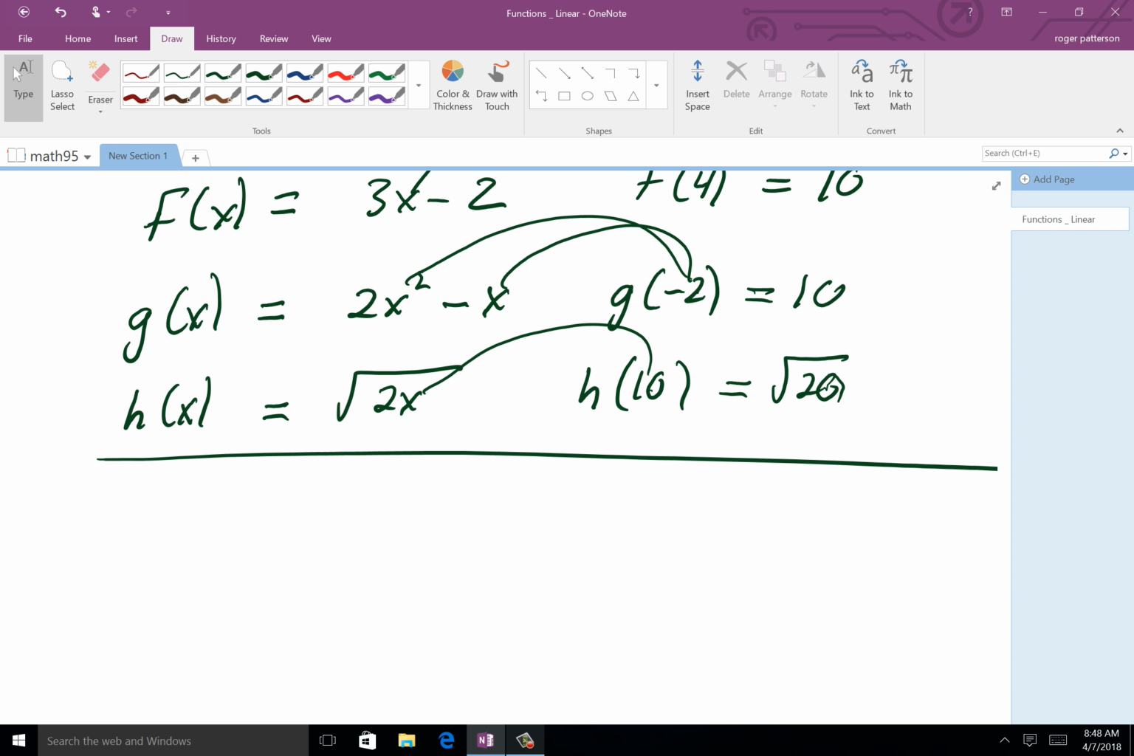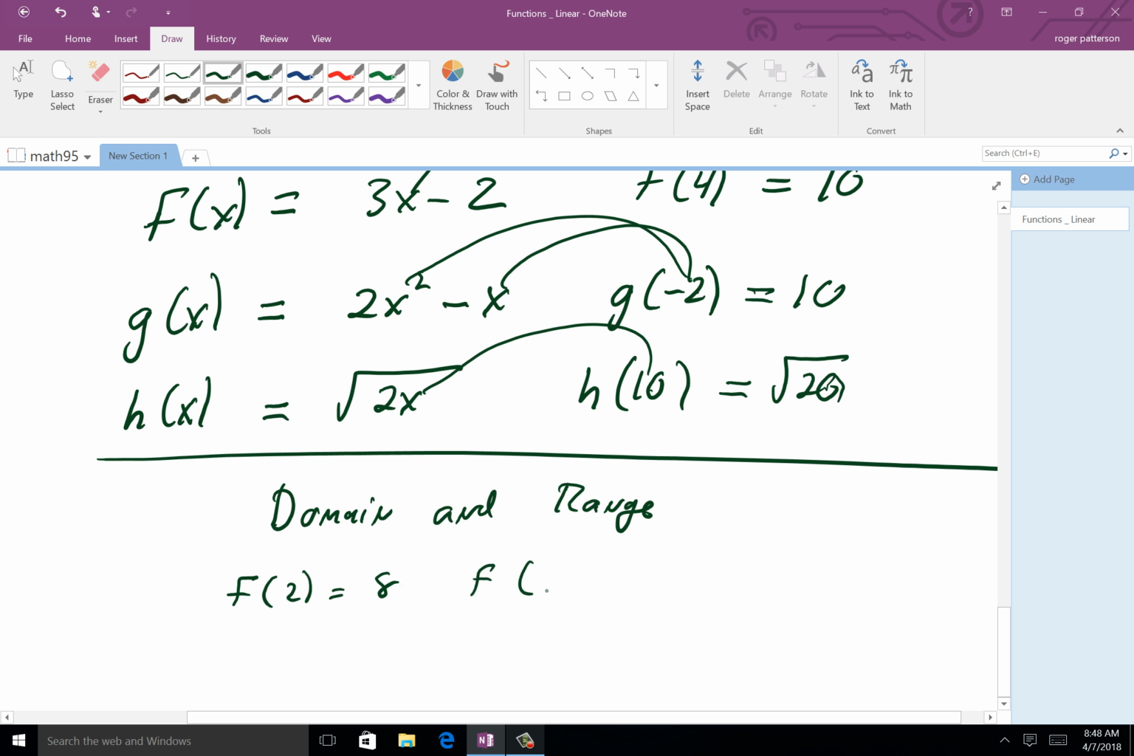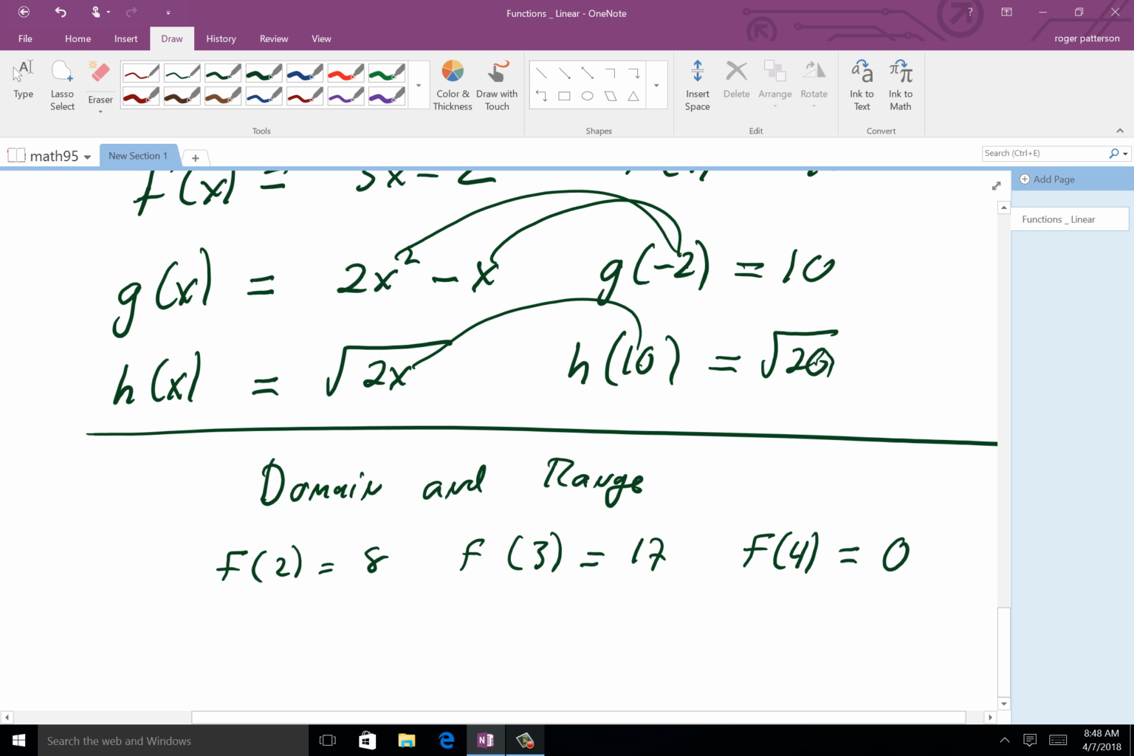Then they're going to ask you to write each function as a set of ordered pairs and give the domain and range. Here's kind of what they do. f of 2 equals 8, f of 3 equals 17, and f of 4 equals 0. Some crazy thing like that.